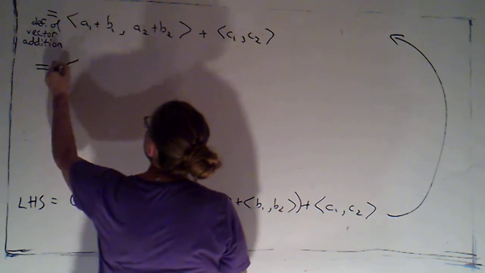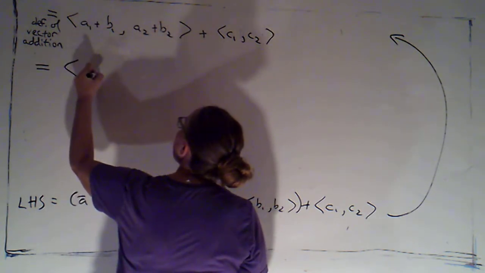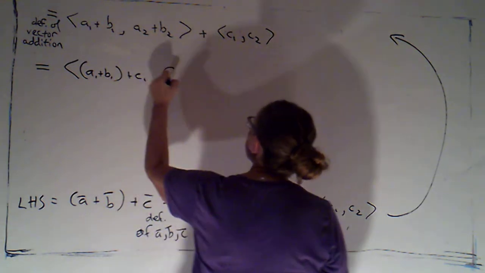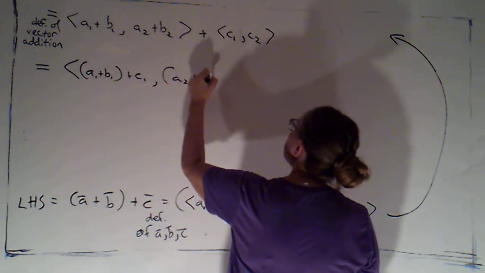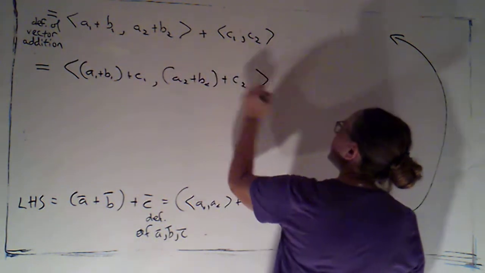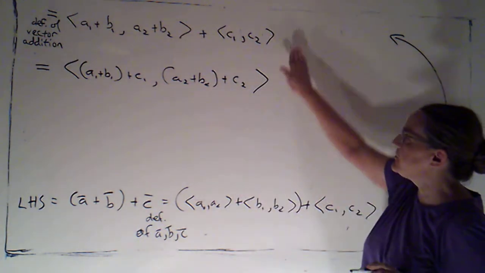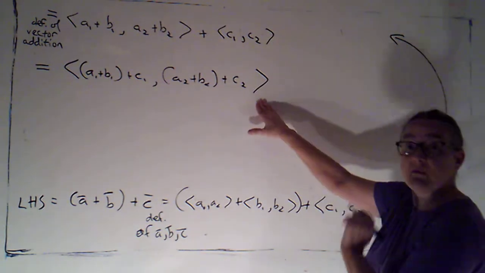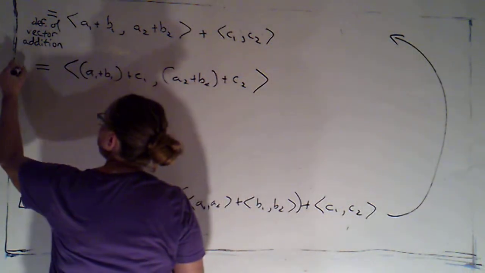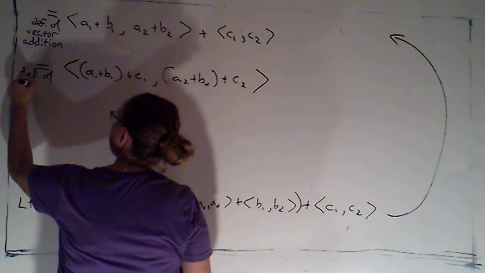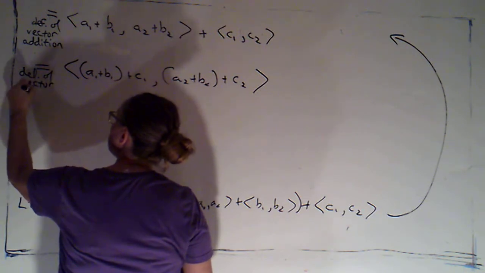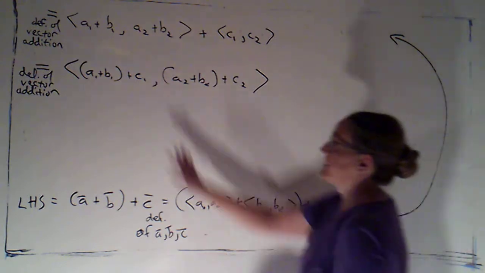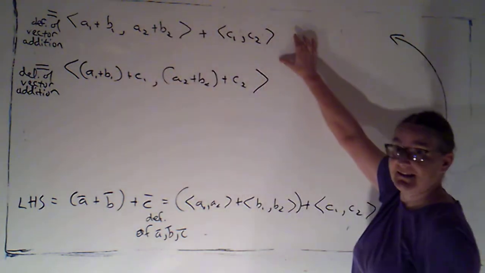Okay. So now, I'm adding that vector to this vector, so I'm going to go ahead and do that. So I'm going to get (A1 plus B1 plus C1, A2 plus B2 plus C2). So these two vectors combine to give me this vector. That's using the same reason. That's the definition of vector addition. So I used it twice, once to combine A and B, once to combine A plus B and C.